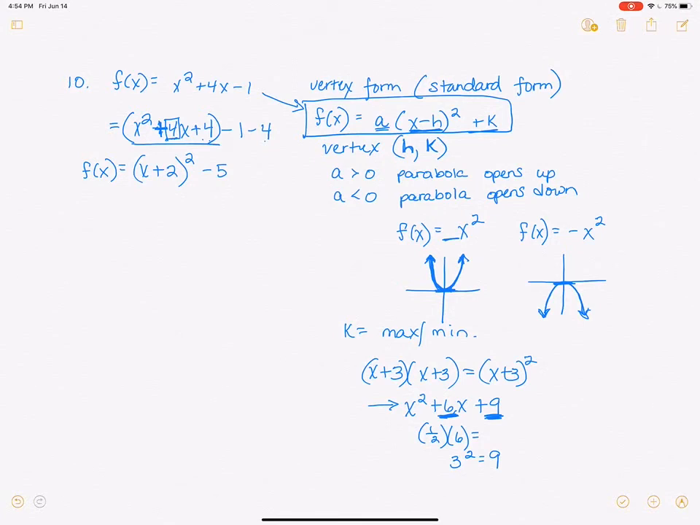Now once it's in vertex form, you should be able to just look at it and see what the vertex is. So if I'm looking at that, remember h changes sign, so my h coordinate is going to be negative 2. My k value does not change sign, so that's going to stay minus 5. So there's my vertex. Alright, I know that my a value here is understood to be 1. That means this is going to open up.